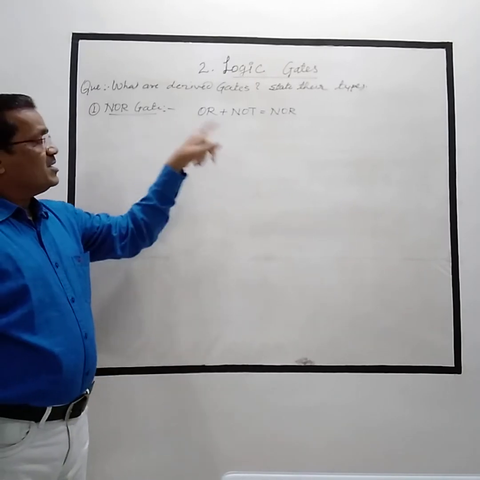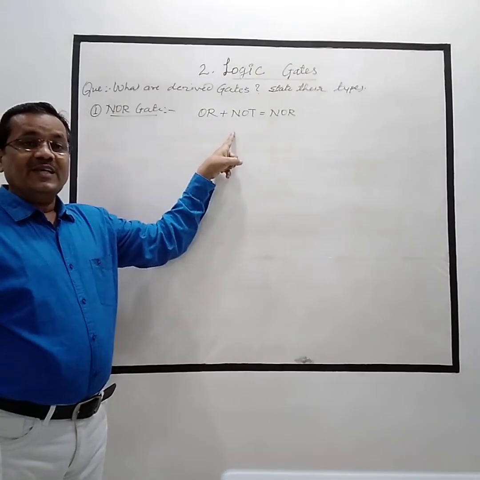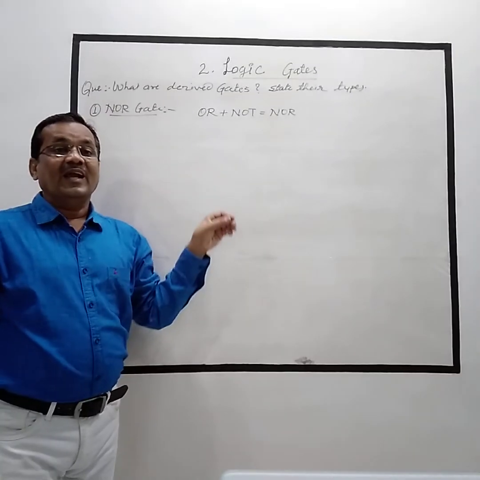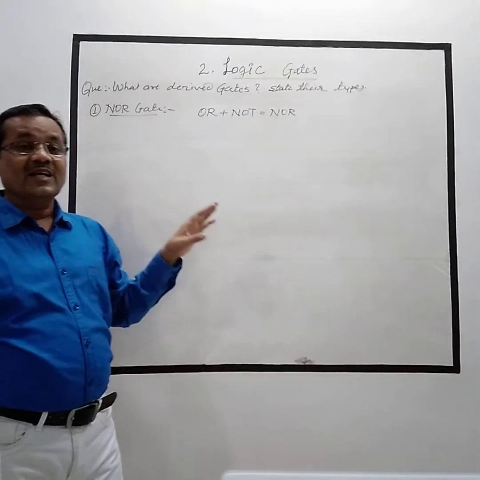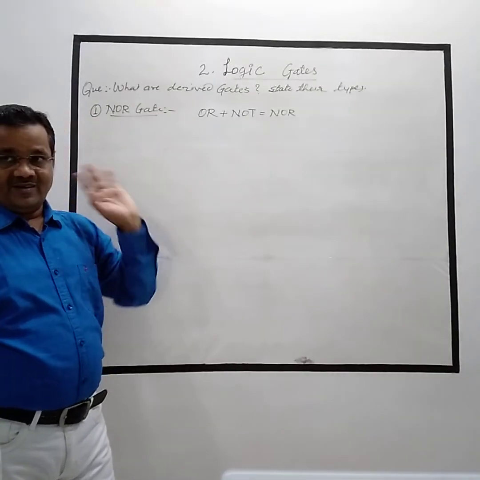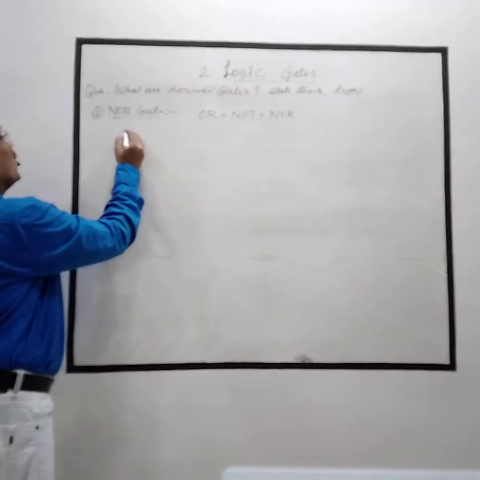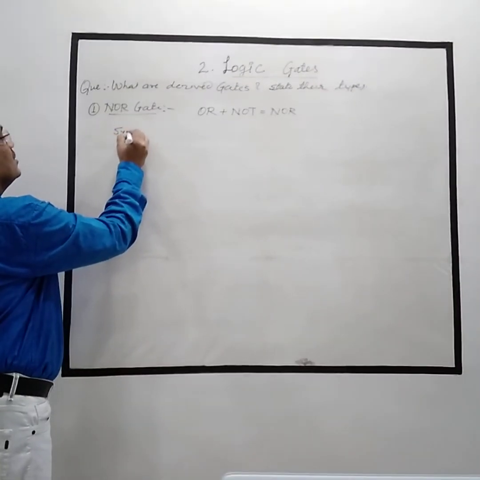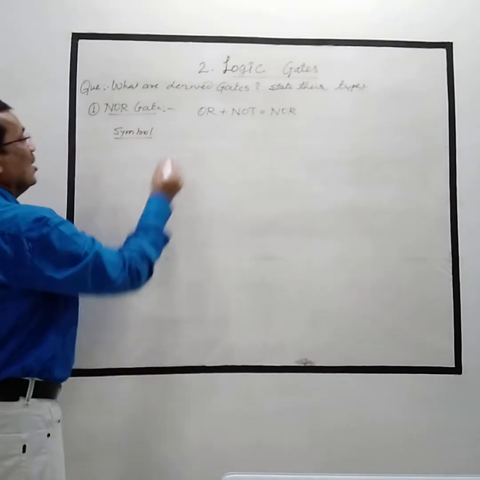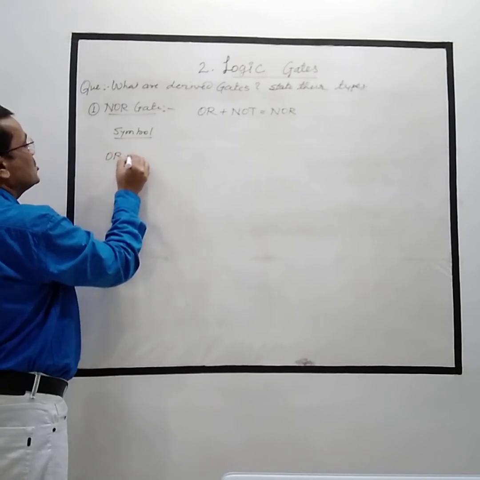In this gate, the output of OR gate is connected to NOT gate, and the resultant gate that we are getting will be the NOR gate. So the symbol of the NOR gate, which is very important. According to the definition, it is constructed by using OR plus NOT.